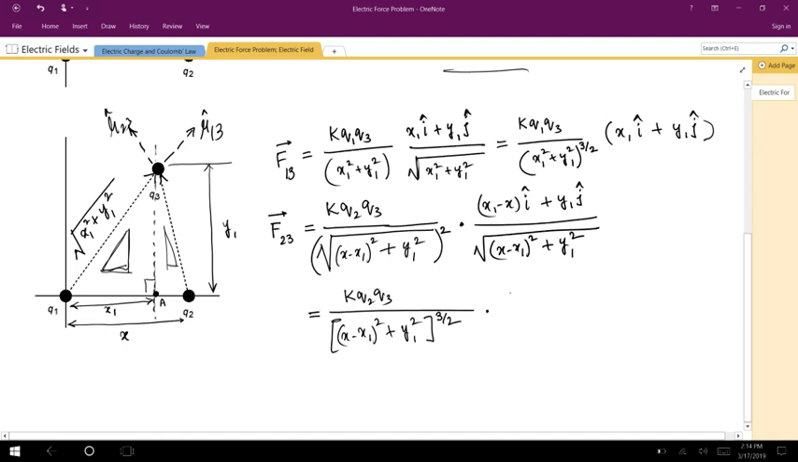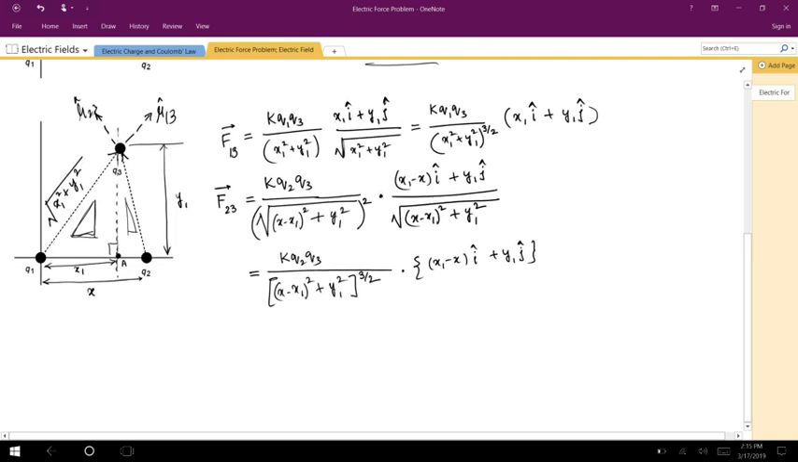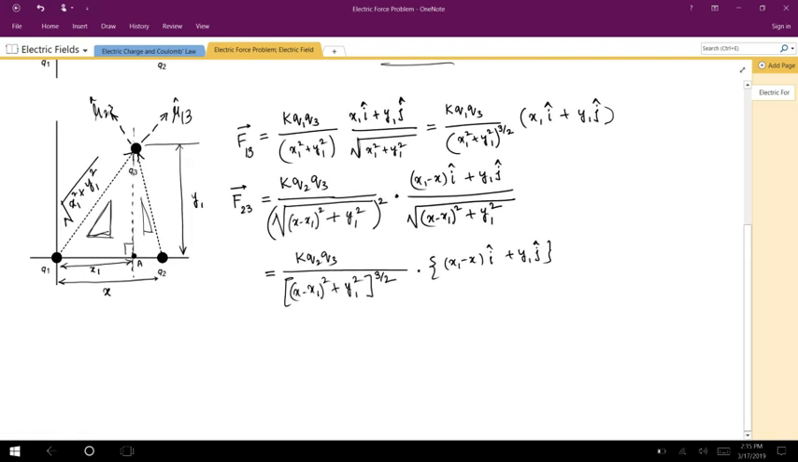And then we have to write the vector explicitly, which is going to be (x1 minus x) i hat plus y1 j hat. Great. So these two are essentially simple applications of Coulomb's law, electrostatic interactions. And now all you have to do is put these two together using our favorite superposition principle. So F net is going to be equal to just F13 vector plus F23 vector.